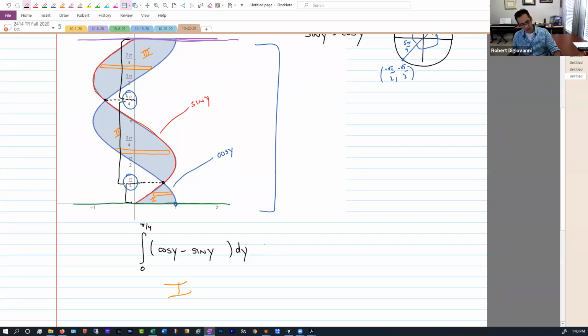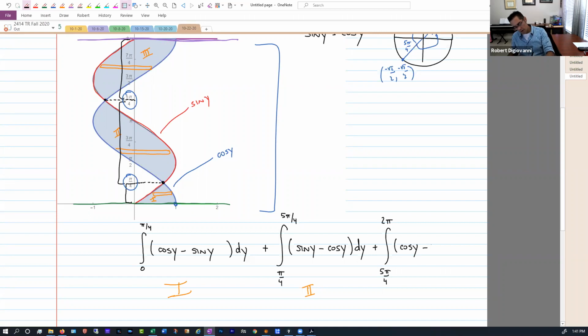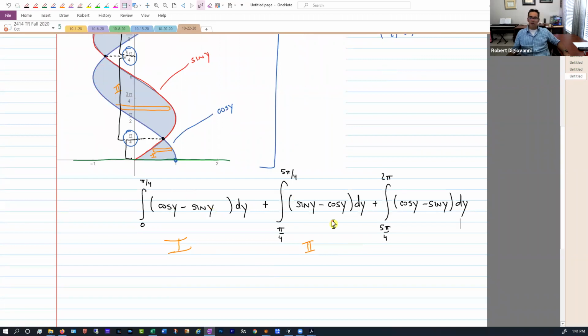Then I need to add to that a new integral, which goes from pi over 4 up to 5 pi over 4. This time it's flipped. The sine is the one on the right minus the cosine on the left, dy. That should take care of my second region. And then the third region goes from 5 pi over 4 to 2 pi, and that goes back to the original one, cosine y minus sine y, dy. So you have to do all three of them.